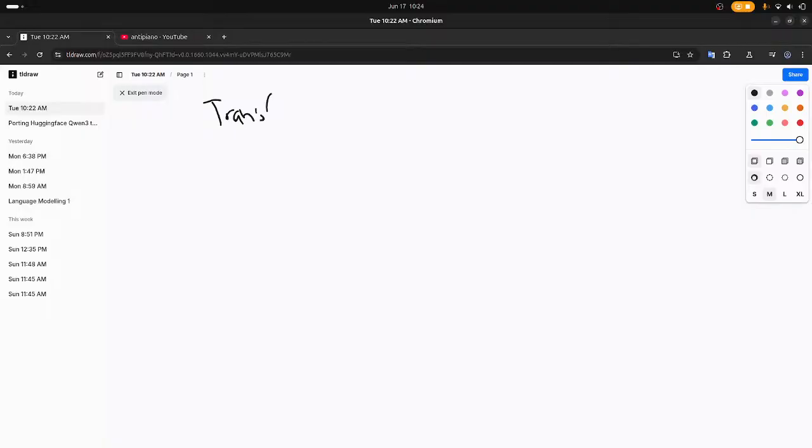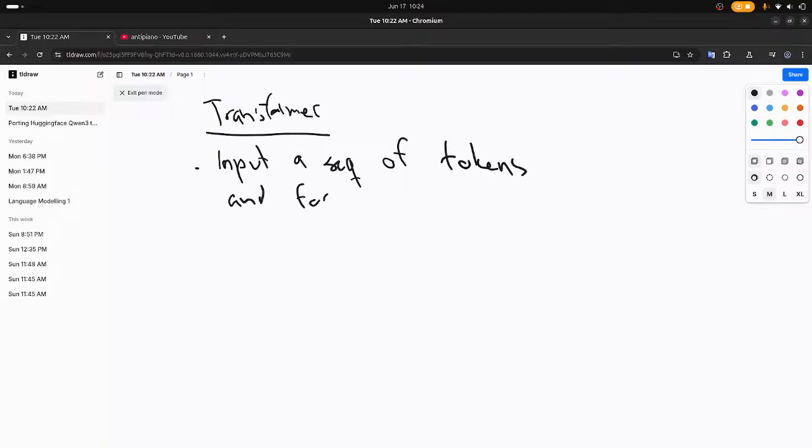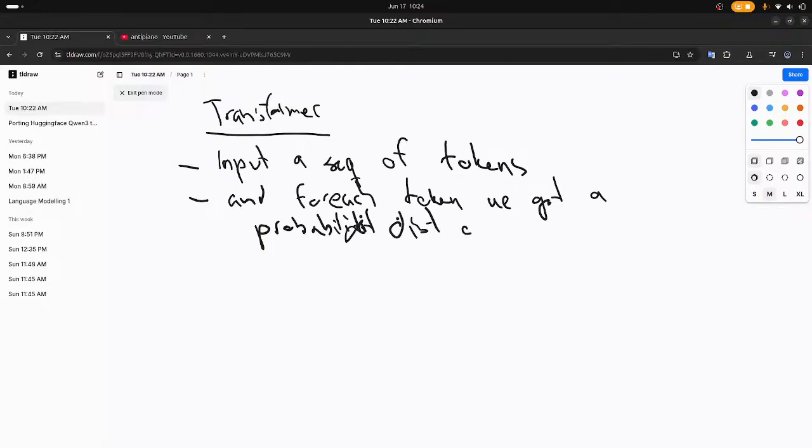Transformer. So the goal will be that we can input a sequence of tokens, and for each token we get a probability distribution for predicting the next token, the following token.